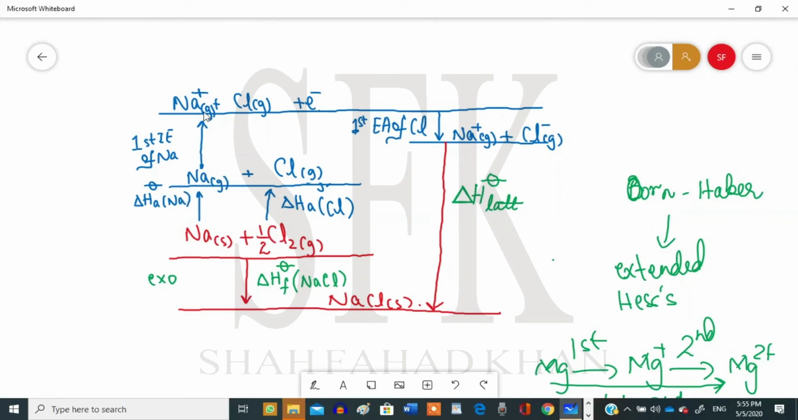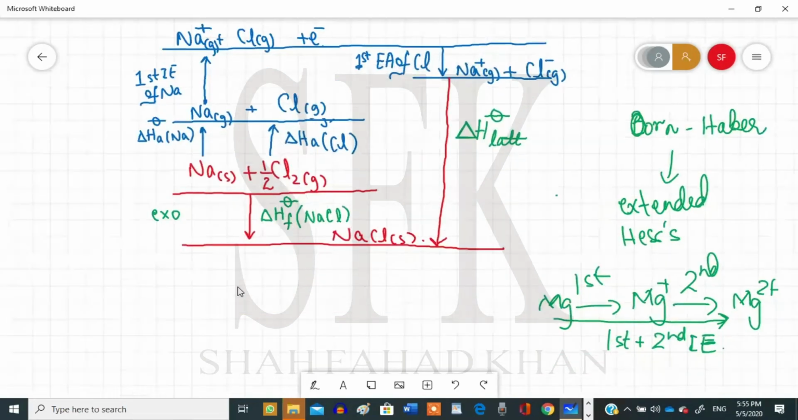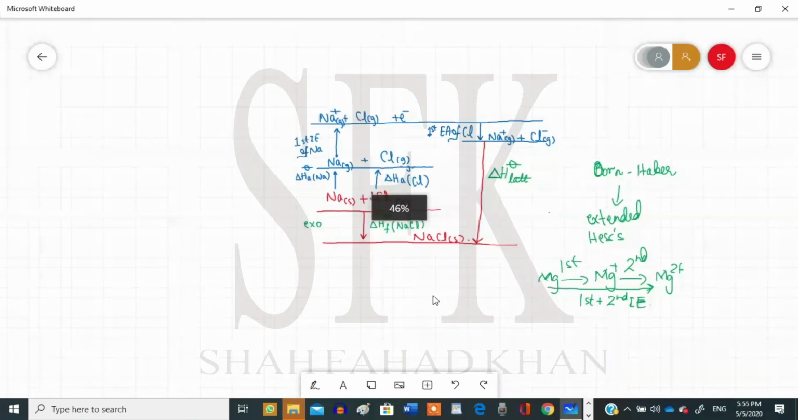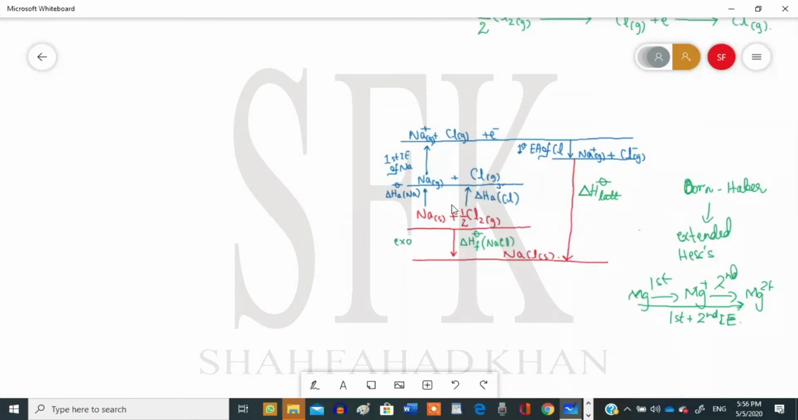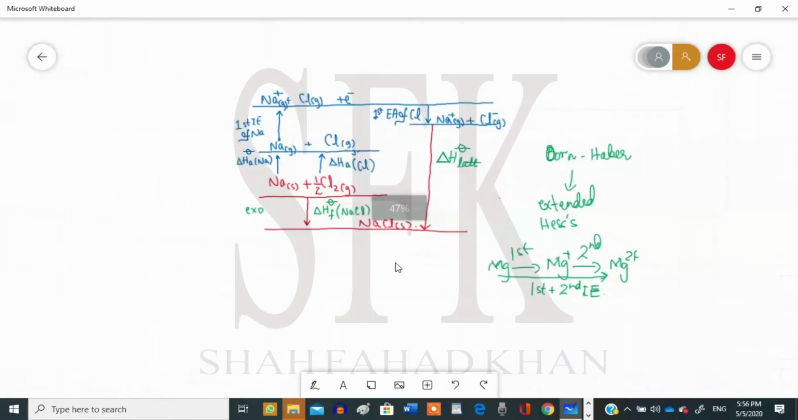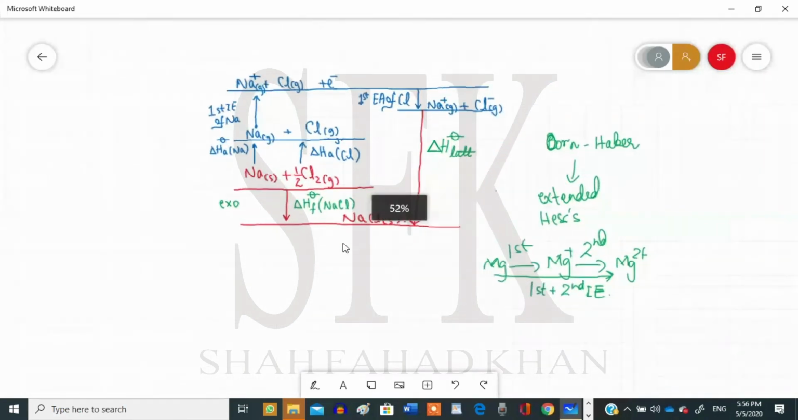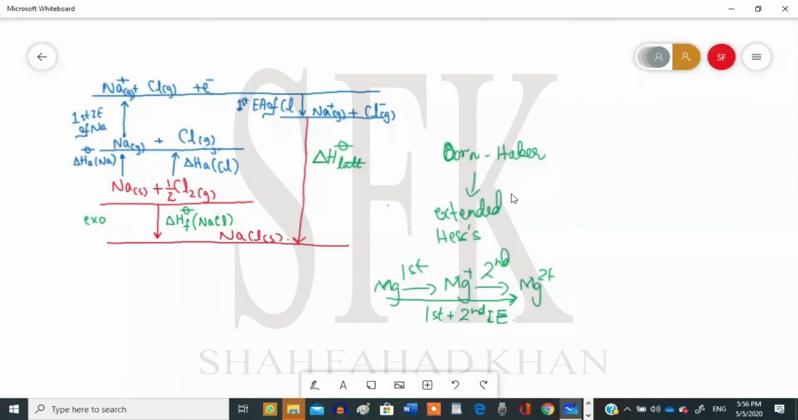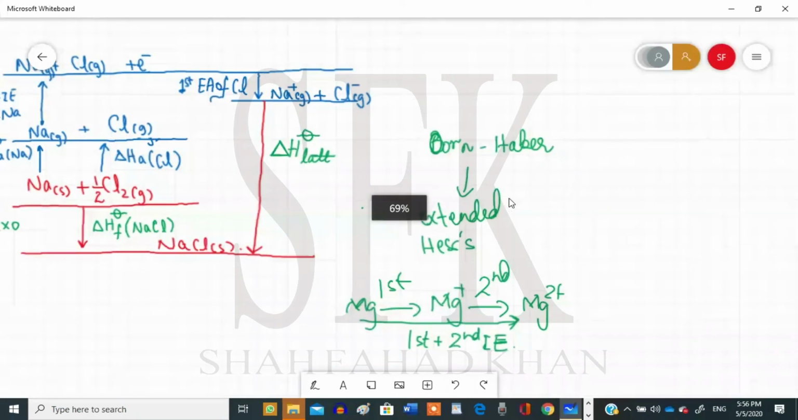So the first step is atomization. The second step is ionization. The third step is electron affinity. The fourth step is lattice energy. The fifth is this delta HF. Since this is a cycle, we can apply the same law of conservation of energy on this Born-Haber cycle as well that we used to apply in AS. I'm going to do it right over here, and it's pretty simple.